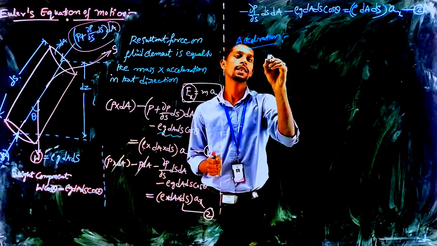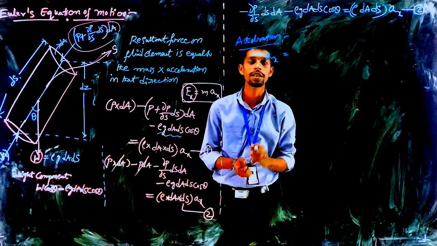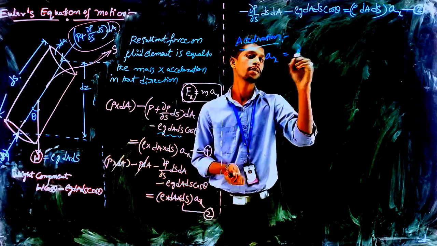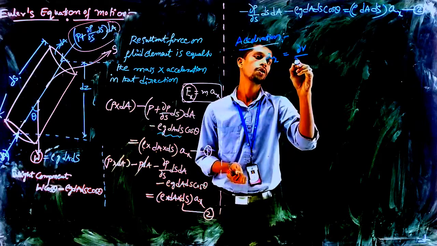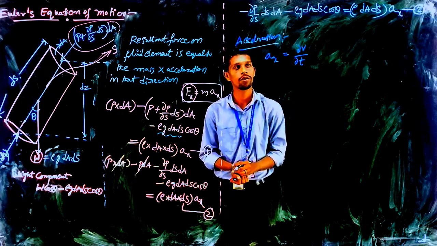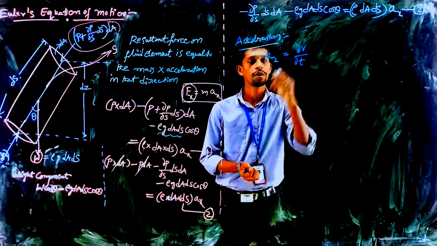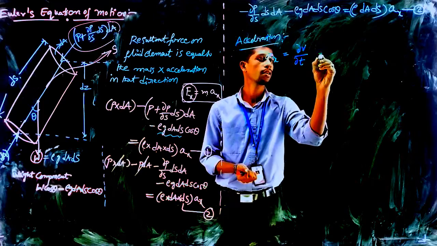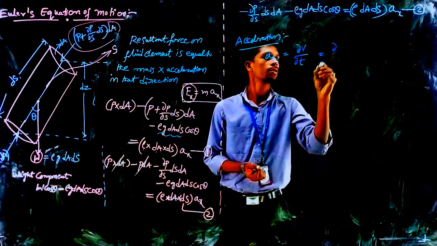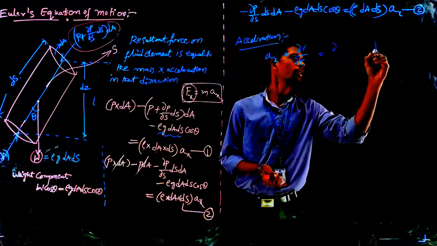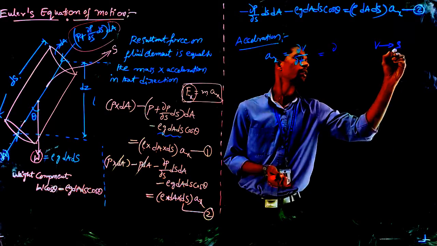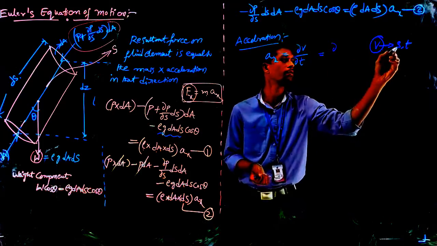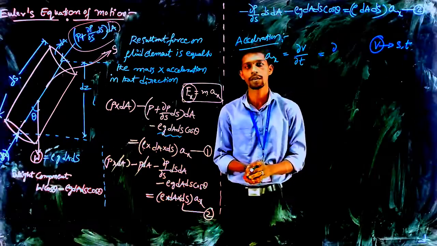We know that acceleration is the partial differentiation of velocity with respect to time. So we can write ax is equal to dou v by dou t. So this is the expression for acceleration. Can I write it like this? I know that velocity is a function of length and time. So velocity again is a function of space or length and time.